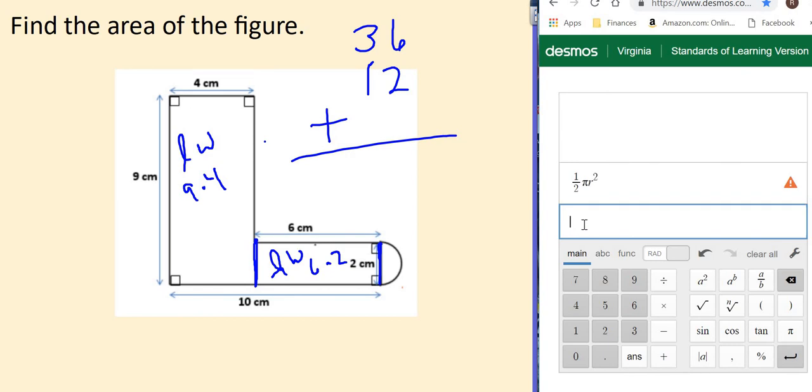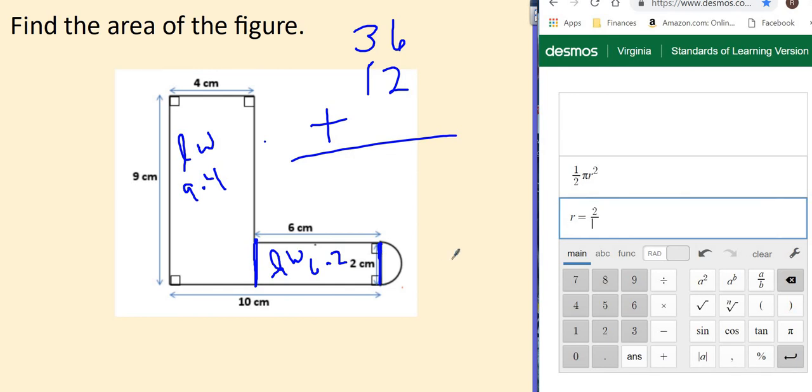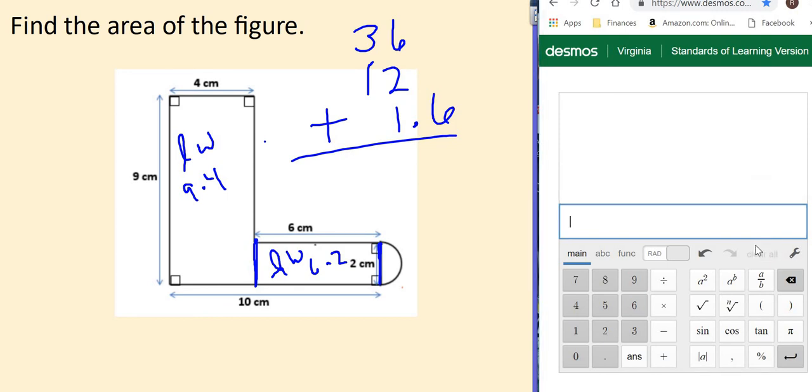So let's go ahead and figure out what that radius is. The radius is going to be half of that 2. So let's do 2 divided by 2, which is 1. So the area of that semicircle is 1.6. So we're going to put it right there. And then we're just going to add them all together. And we'll have the area.